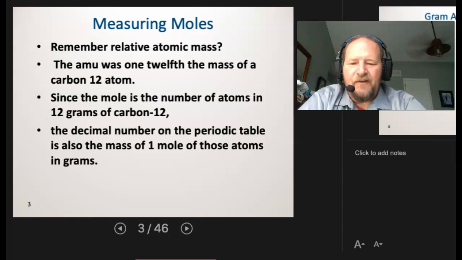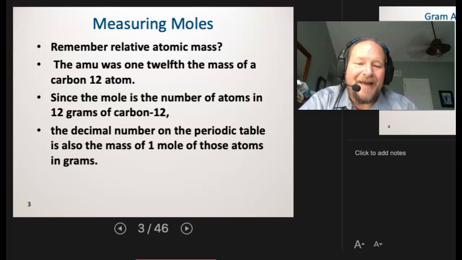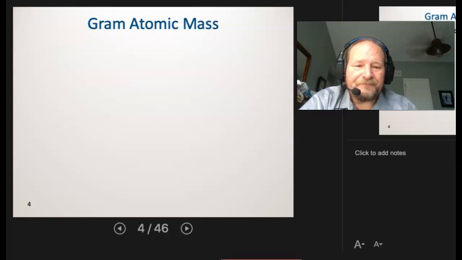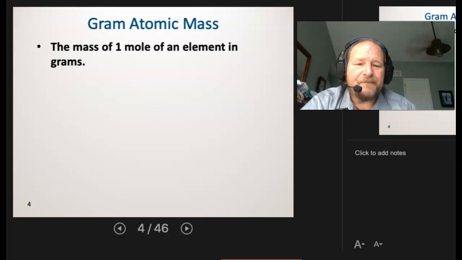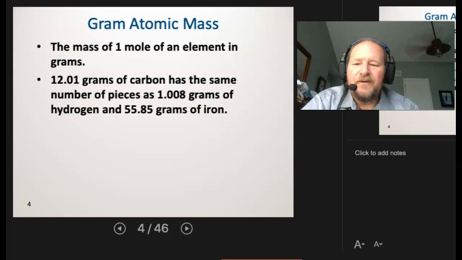The decimal number on the periodic table is also the mass of 1 mole of these atoms in grams. So I don't want to call it AMUs anymore. I want to relate it to mass, to real mass, grams. And so we call that gram atomic mass. What that means is the mass of 1 mole of an element in grams is what we're going to find on the periodic table. So in other words, the mass of carbon is 12.01 grams per mole, right, according to the periodic table, because the atomic mass is 12.01.